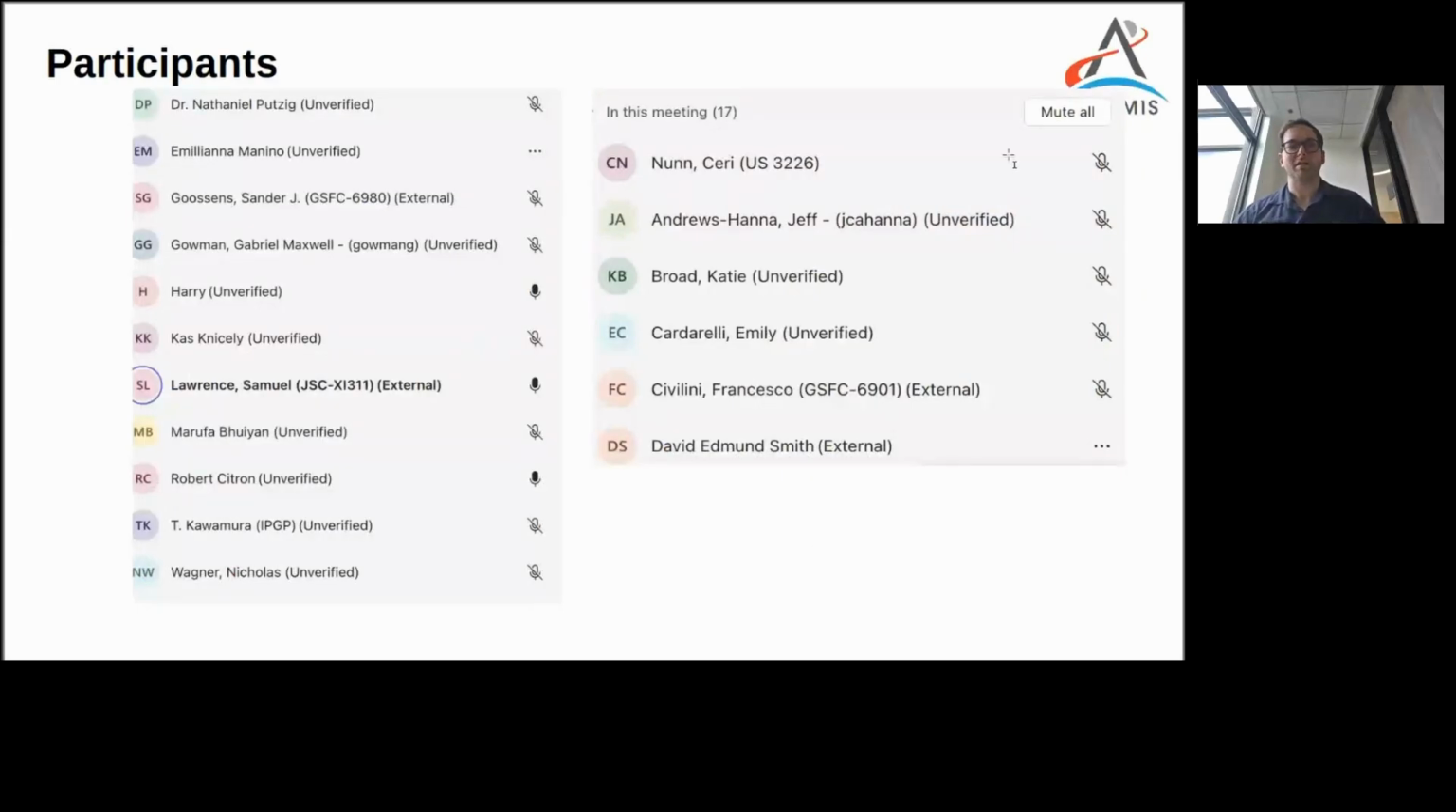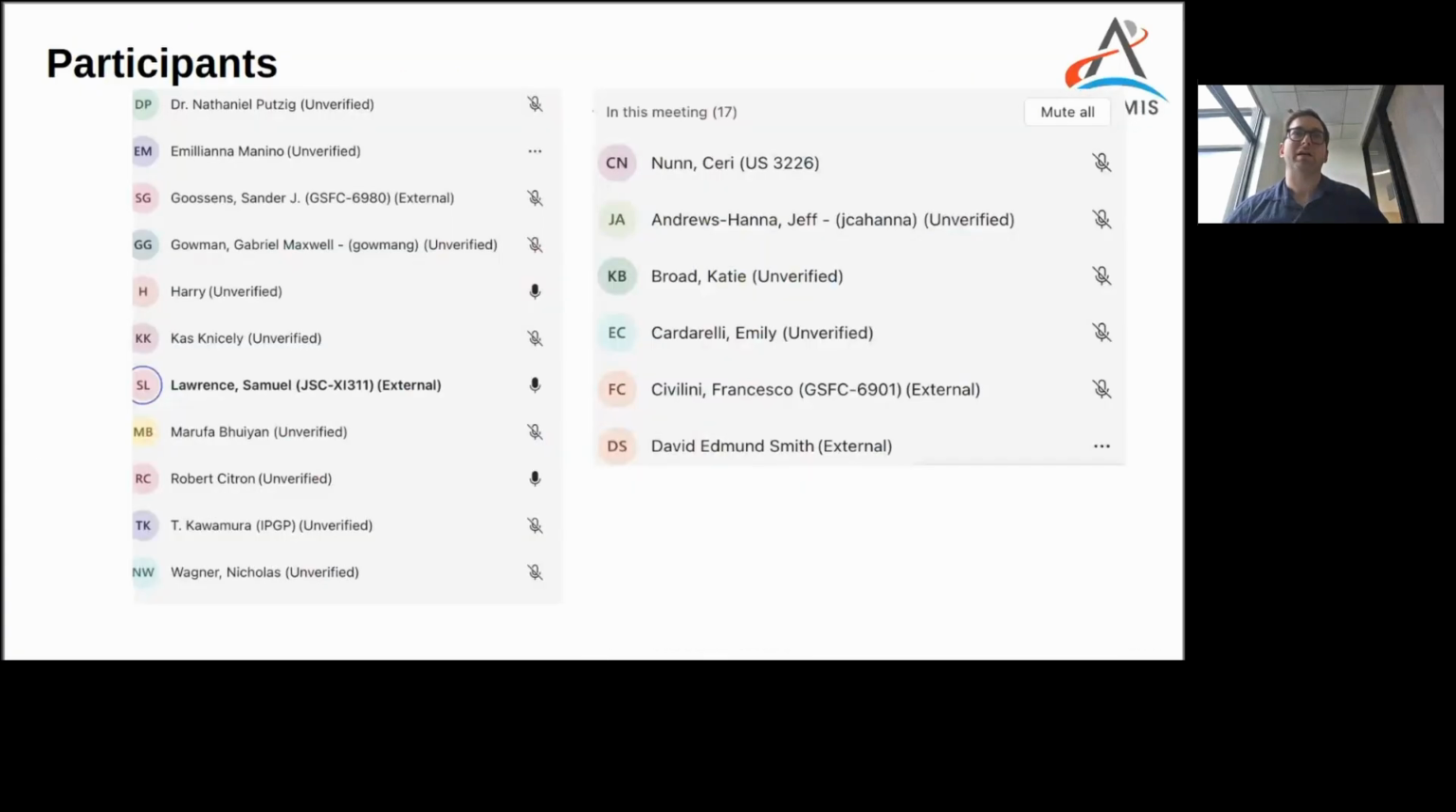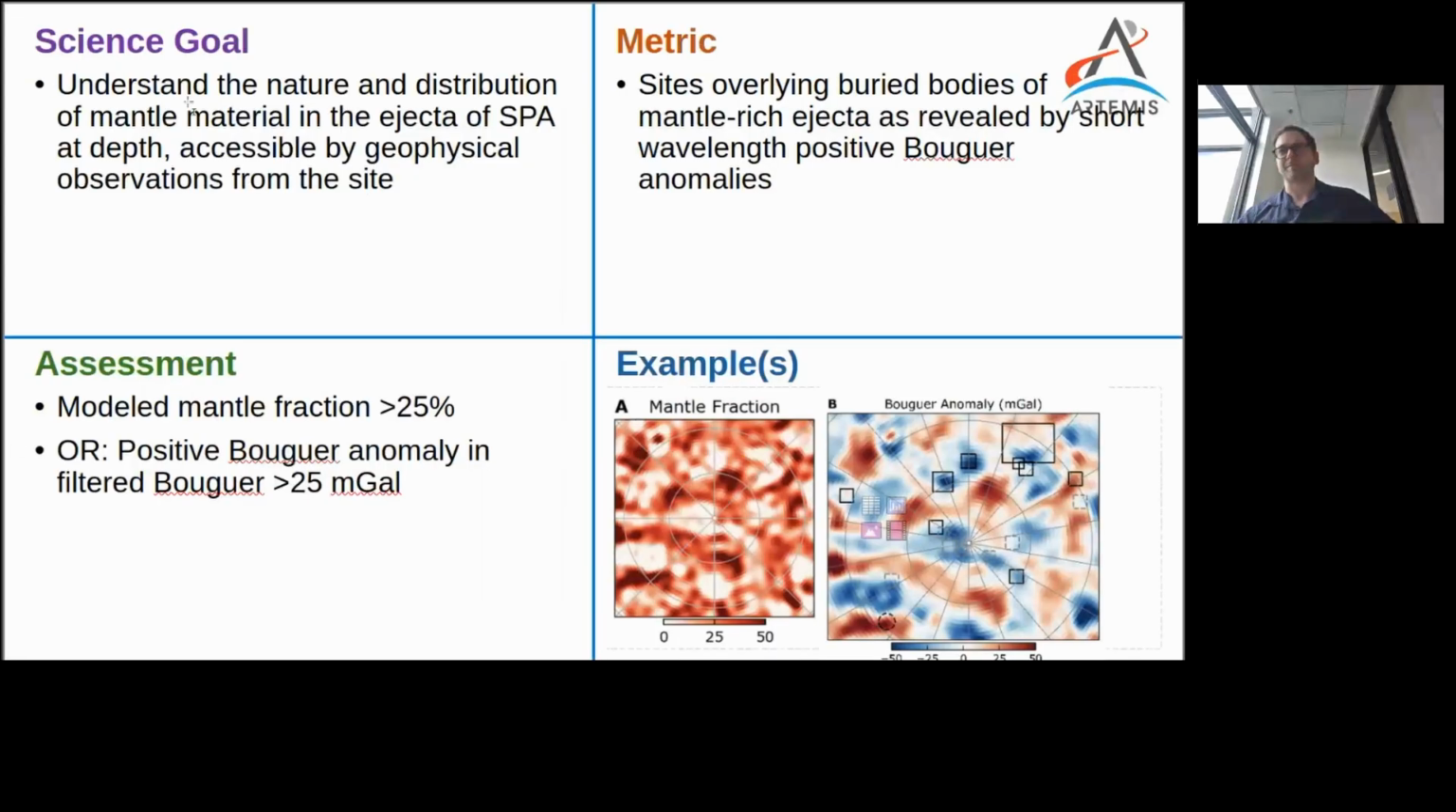So here is the list of all our participants. And yeah, so now going on to the various figures of merit.